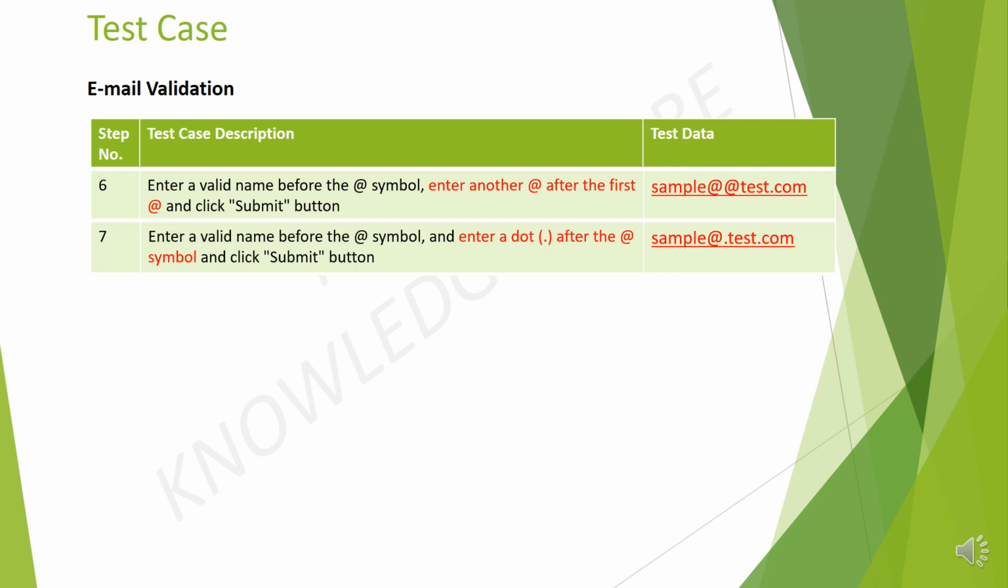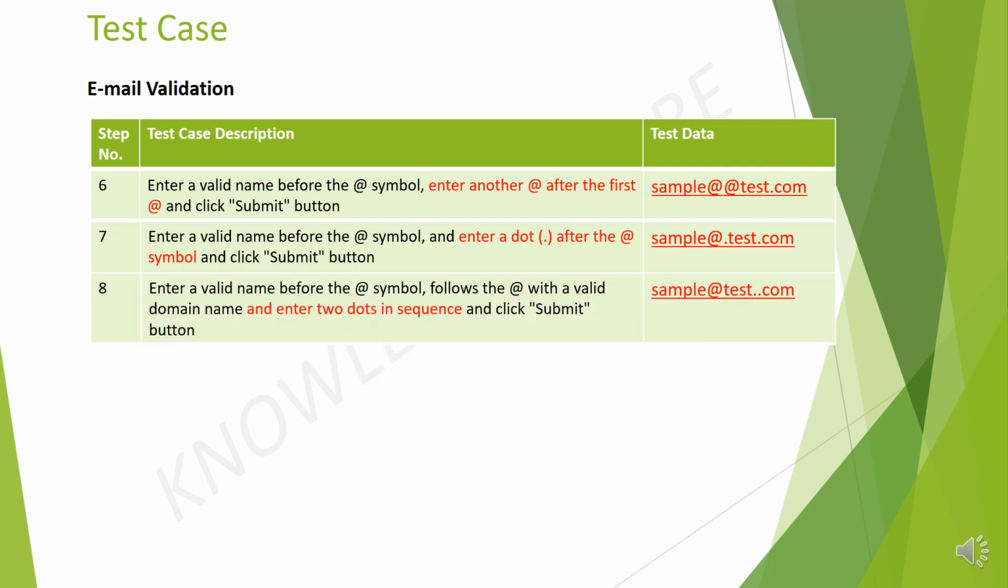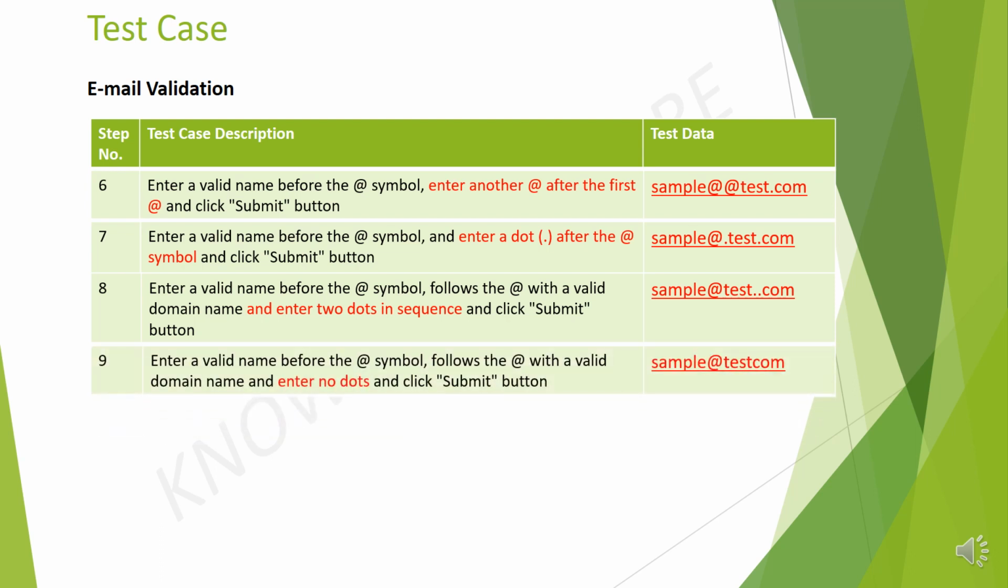Test case number 8. Enter a valid name before the @ symbol, follow the @ symbol with a valid domain name and enter 2 dots in sequence and click the submit button. Test case number 9. Enter a valid name before the @ symbol, follow the @ symbol with a valid domain name and enter no dots and click the submit button.